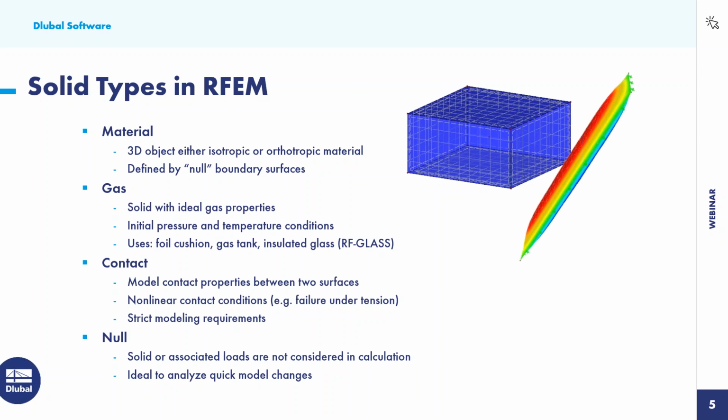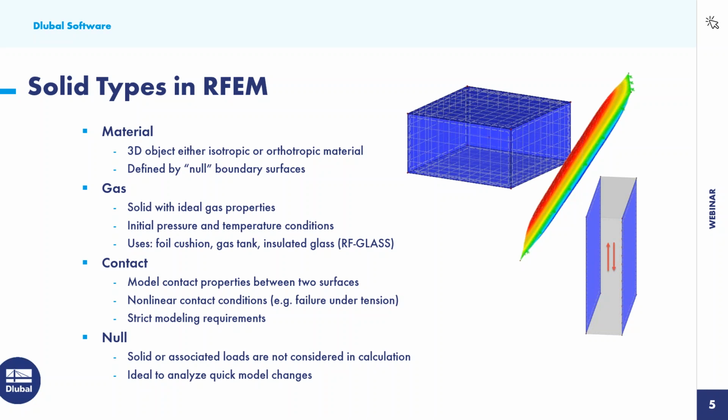The second type is a gas solid, where we would define ideal gas properties. We'd also define an initial pressure and temperature condition, and we might be wondering, what could we use gas solids for? Well, we'll see an example later on today where we use this for an inflated foil cushion. It could be used for a gas tank. We also have our additional add-on module within RFEM, RF Glass, which does a general stress analysis and design, including for insulated glass panels. Essentially what's happening under the hood is the program is going to create a 3D model, which also includes a gas solid sandwiched in between the glass layers.